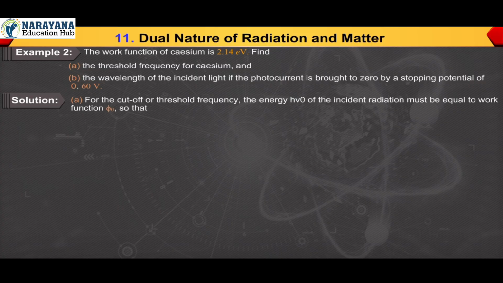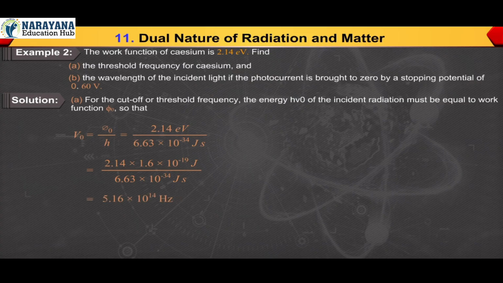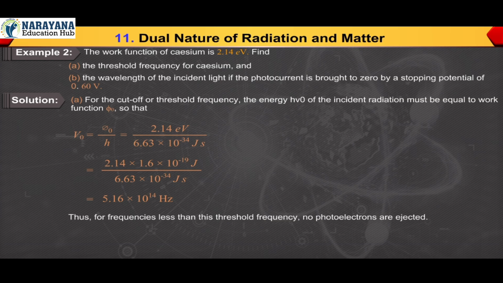be equal to work function φ0, so that ν0 is equal to φ0 upon h is equal to 2.14 electron volt upon 6.63 into 10 raised to minus 34 joule second is equal to 2.14 into 1.6 into 10 raised to minus 19 joule upon 6.63 into 10 raised to minus 34 joule second is equal to 5.16 into 10 raised to 14 Hz. Thus, for frequencies less than this threshold frequency, no photoelectrons are ejected.